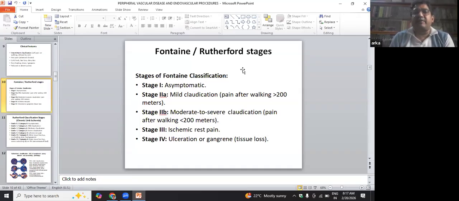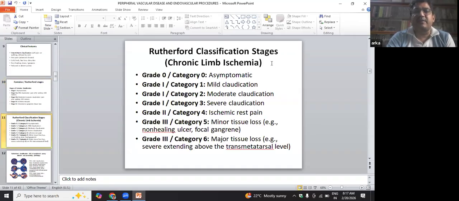So for that, we have to take up another classification that is known as the Rutherford classification stages for chronic limb ischemia. The Rutherford classification also has acute limb ischemia, which I have not mentioned here. For chronic limb ischemia, category 0 is asymptomatic, grade 1 category 1 is mild claudication, grade 1 category 2 is moderate claudication, grade 1 category 3. So under grade 1 there are 1, 2, 3.